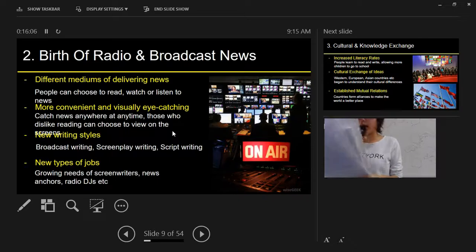For example, in changing the kind of medium to spread the message, people can choose to spread information through various forms of mediums like books and magazines to understand current events, or watch news sites to get information. In addition to reading, people can not only watch TV or radio to obtain information, but also listen to news through the radio. This broadens the scope of information and affects the news forms of writing today, like broadcast writing, screenplay writing, script writing.